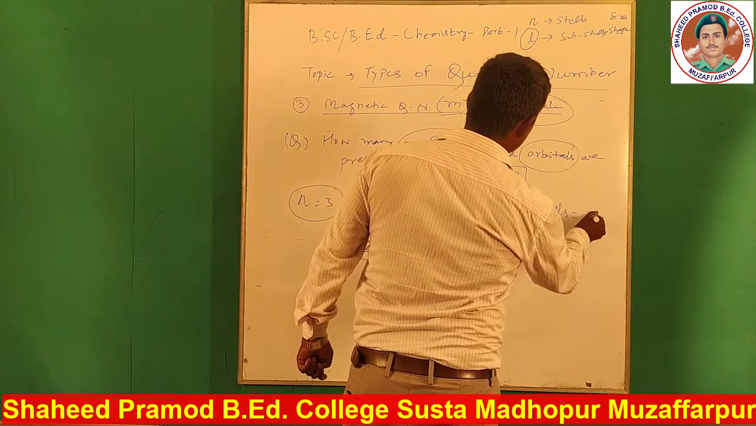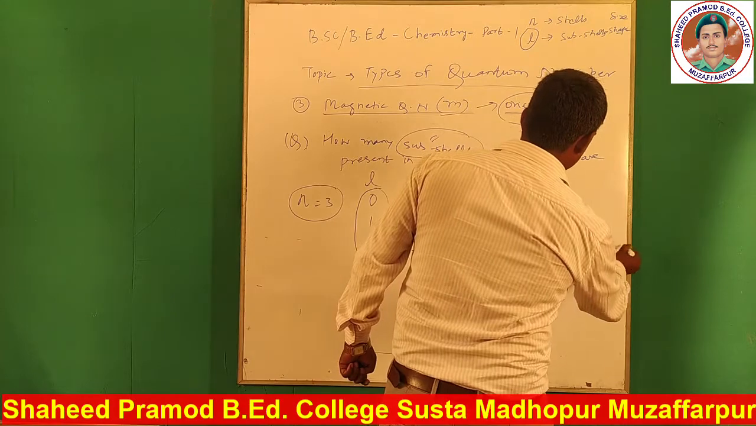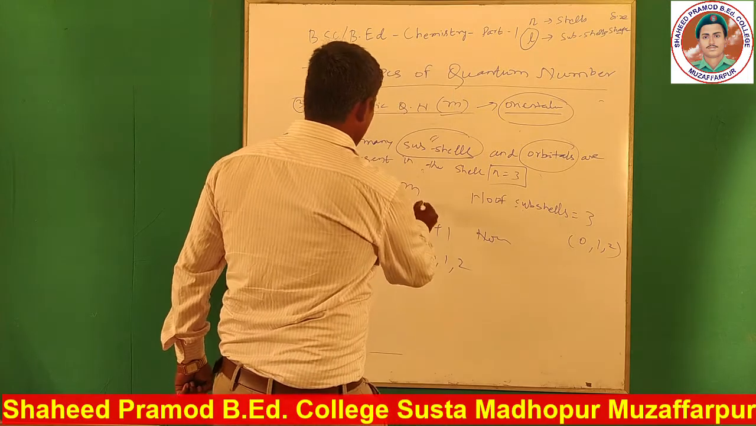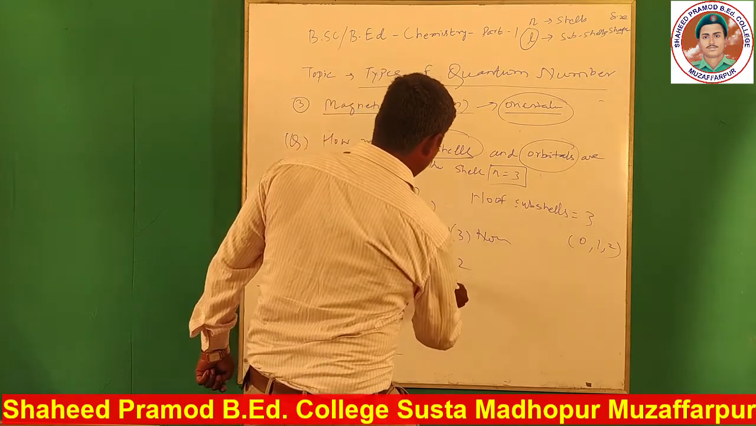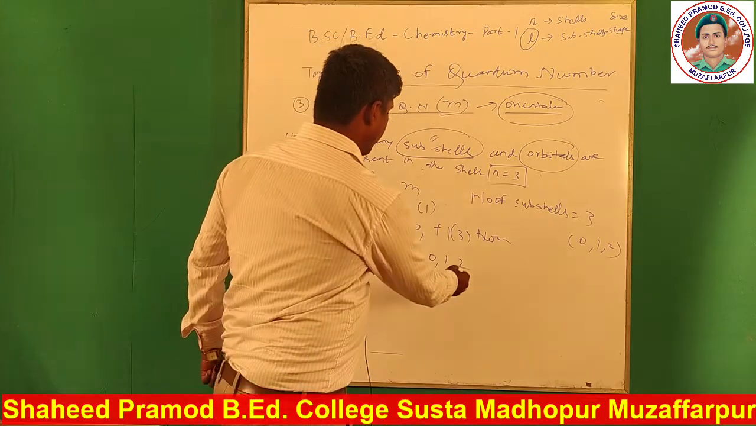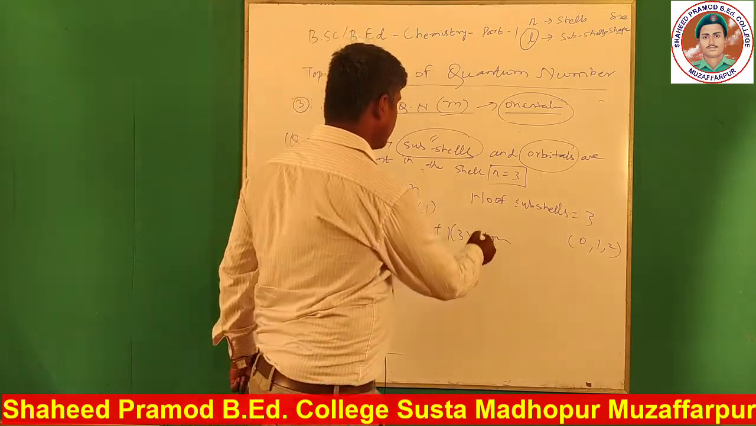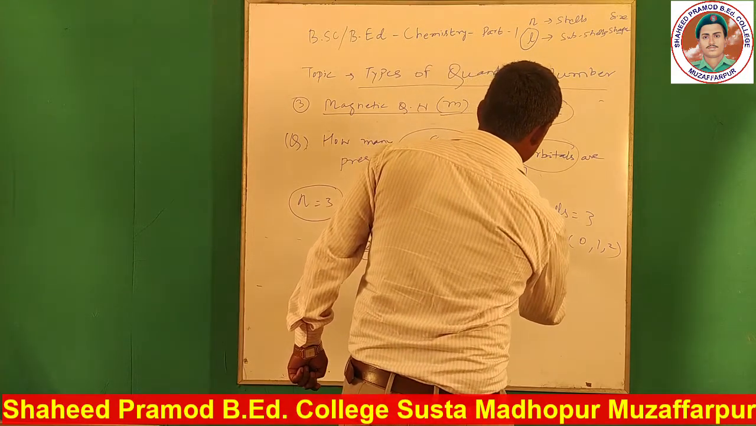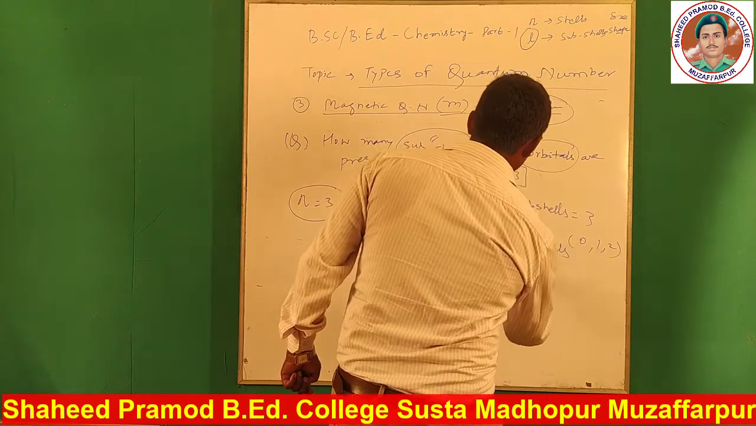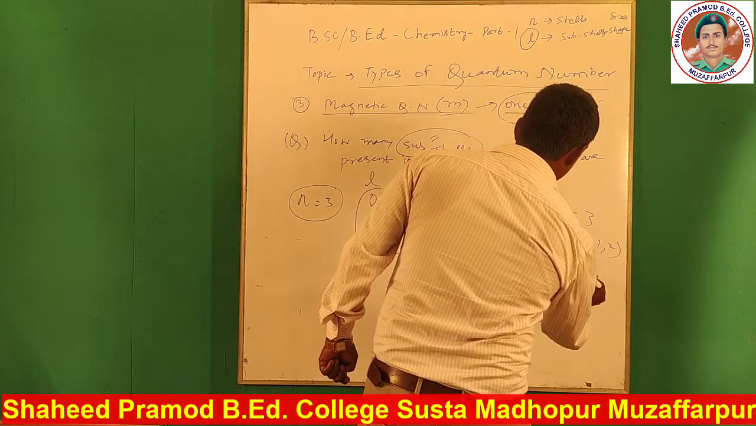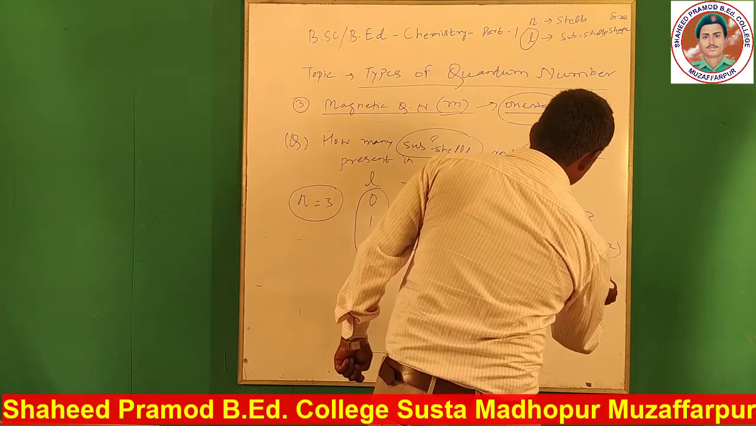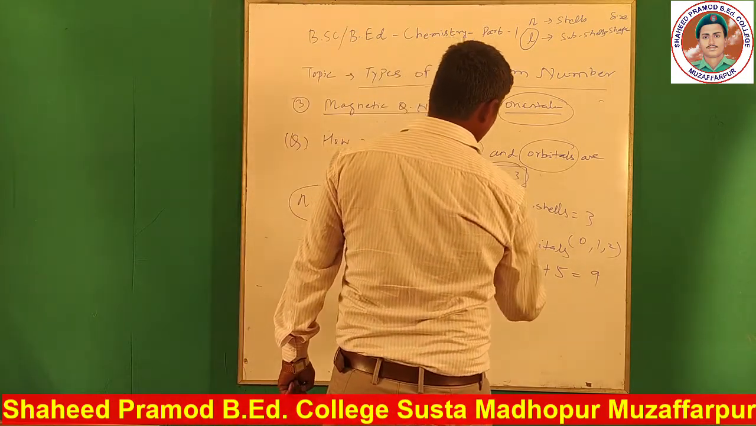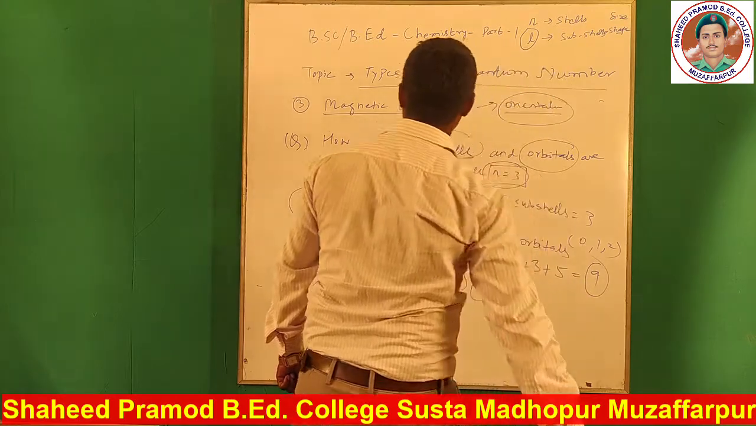3, will be 3. What is 3? 0, 1 and 2. But what is the value of orbitals? Number of orbitals, you can see here 1, here 3 and here 5. So, if you add all these together, so the number of orbitals can be written as 1 plus 3 plus 5 is equal to 9. So, when n is equal to 3, the number of orbitals is 9.